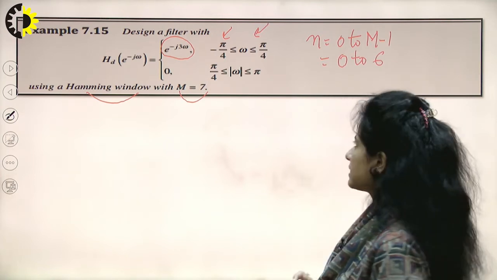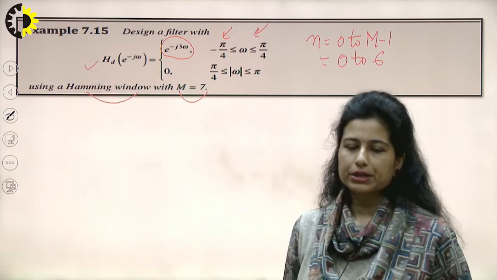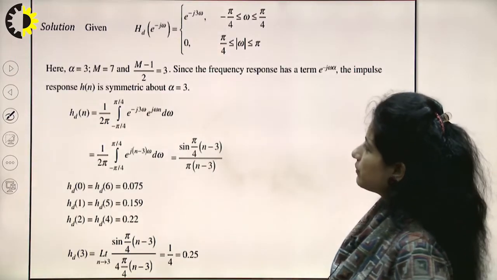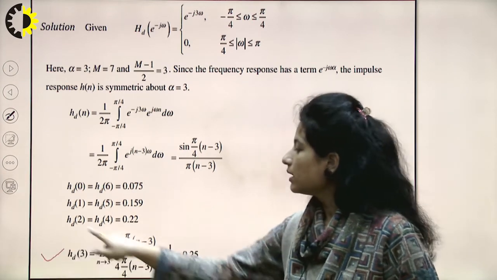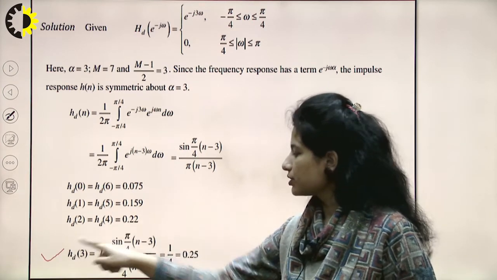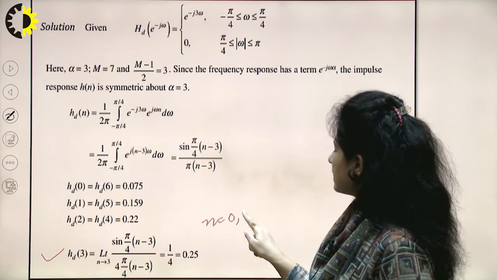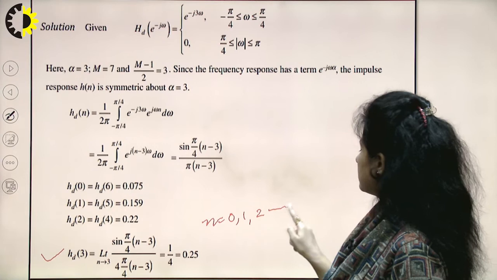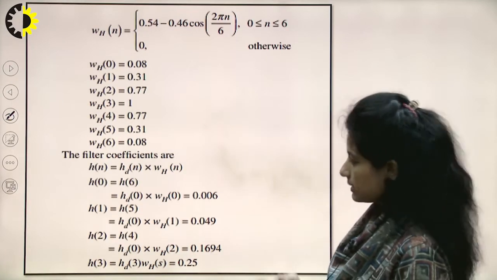So my first step is this H omega has to be converted into hn by taking inverse Fourier transform. This function has been created. The value of this inverse function would be calculated at different values of n, 0, 1, 2 till 6. All these values have been calculated here.